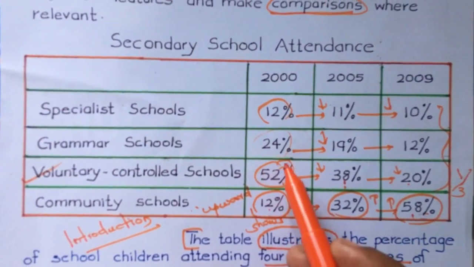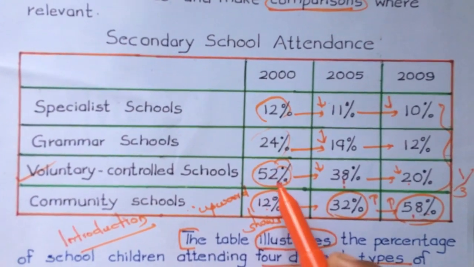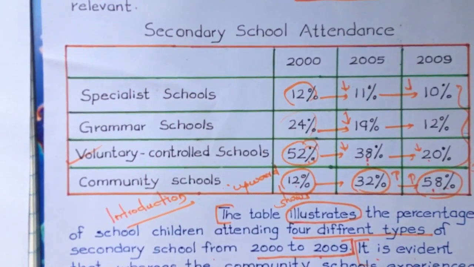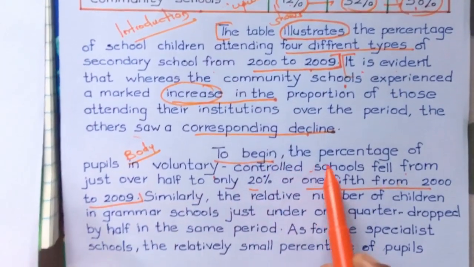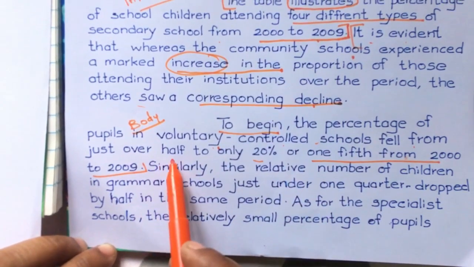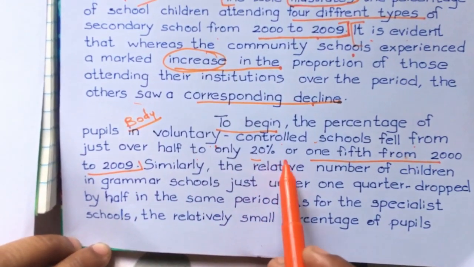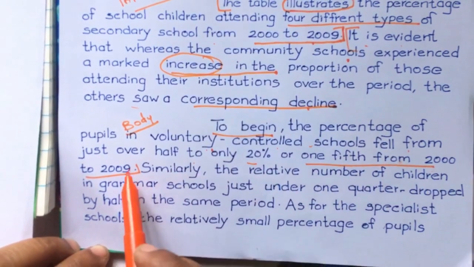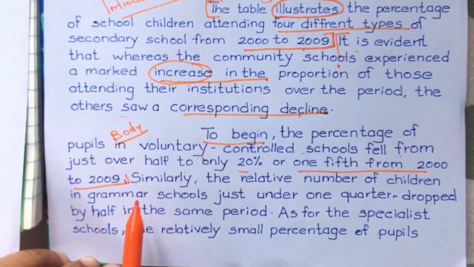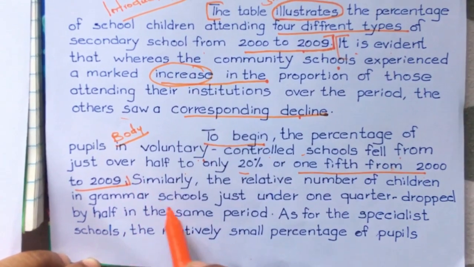The rate is much higher. Attendance 52, and how it dropped to 20%. You got it. So that is the exact sentence I have given here. And to begin with, the percentage of people in voluntary control school fell from just over half to only 20%, or one fifth, from 2000 to 2009. You got it, from 52% to 20%.